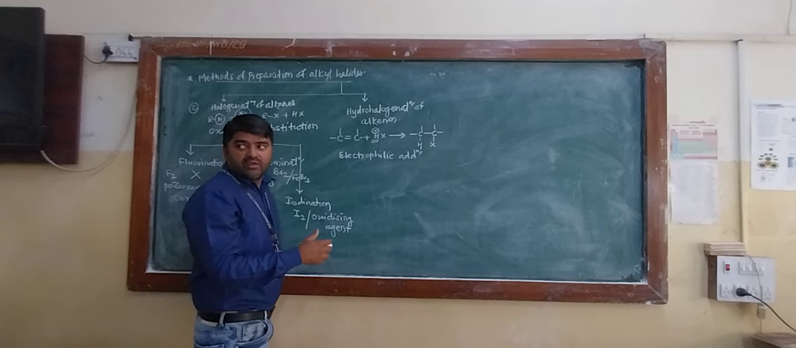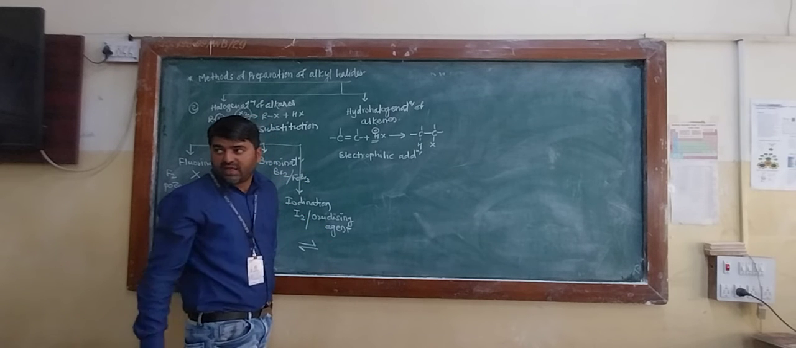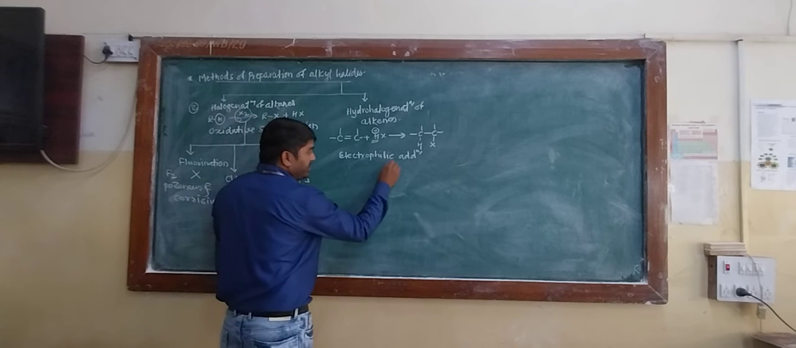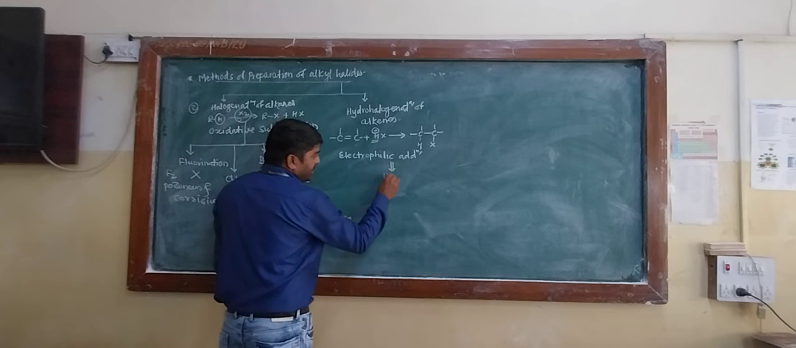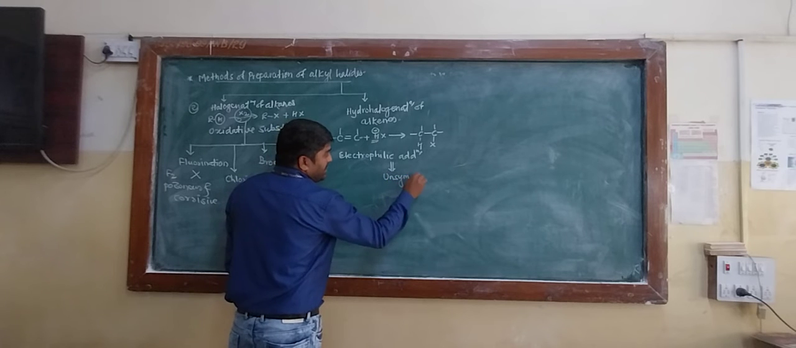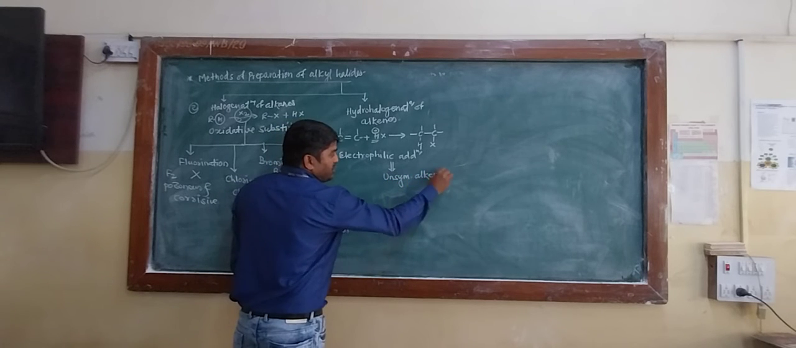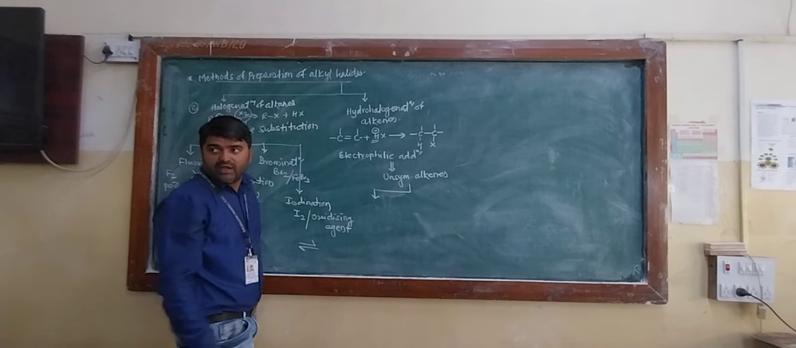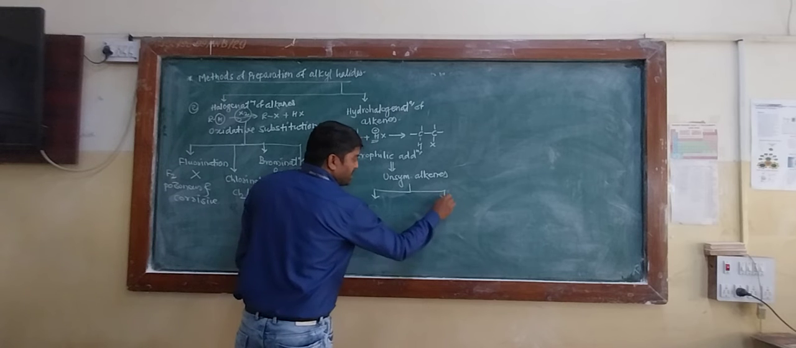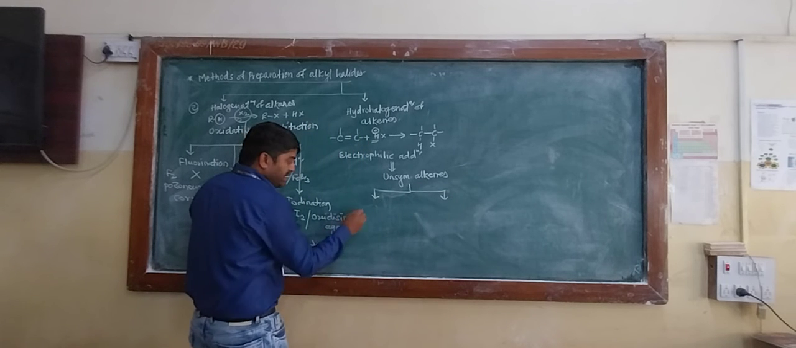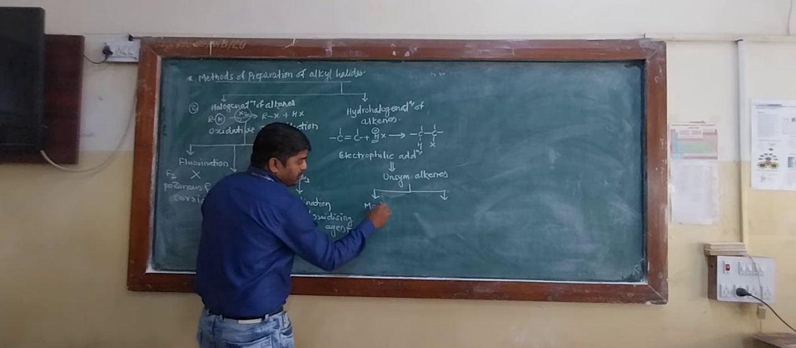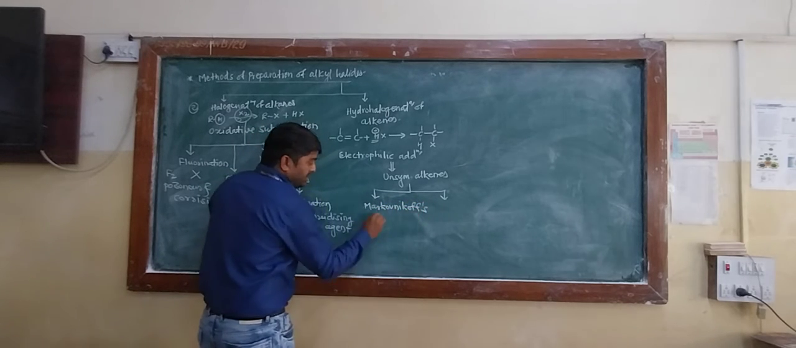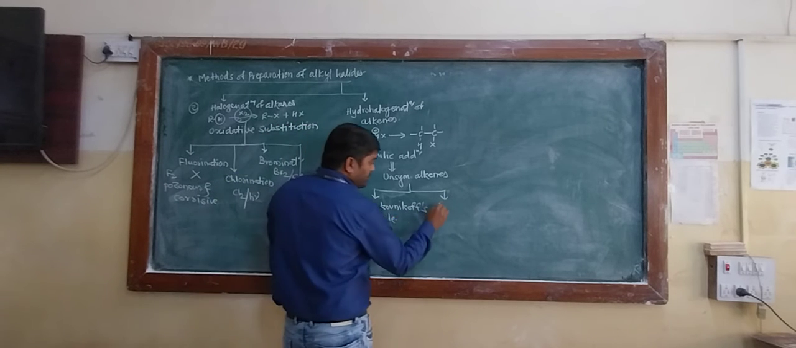If you have a symmetrical alkene, then you get a single product. But if you have an unsymmetrical alkene, then there are two possibilities of product. One is major and the second one is the minor product. And these reactions are governed by Markovnikov's rule and anti-Markovnikov's rule.